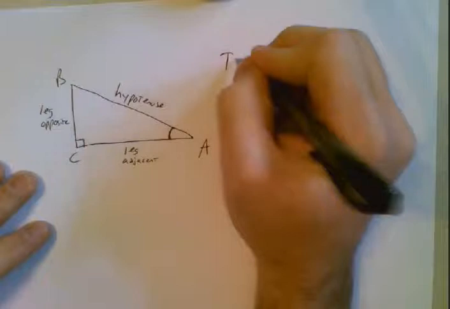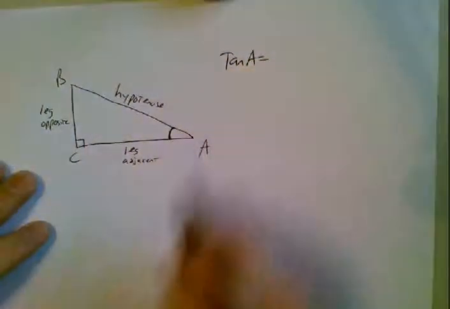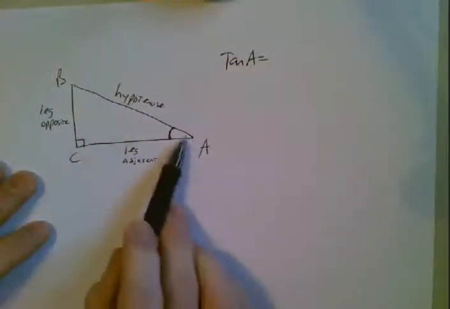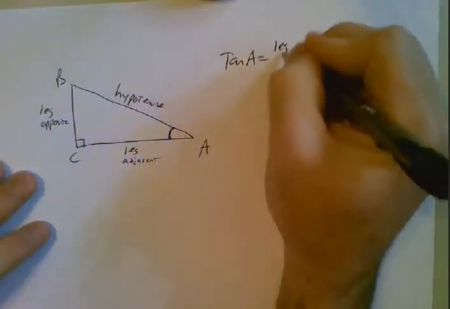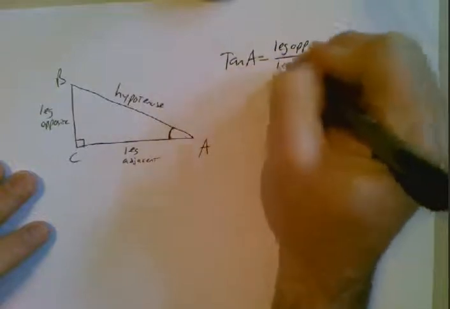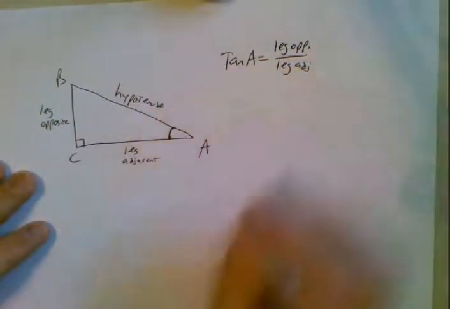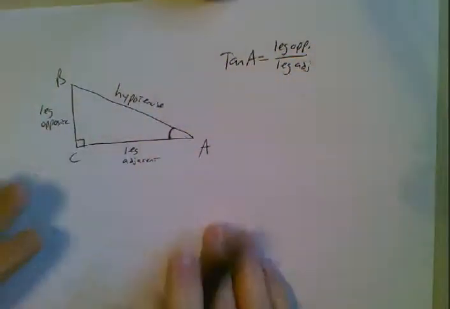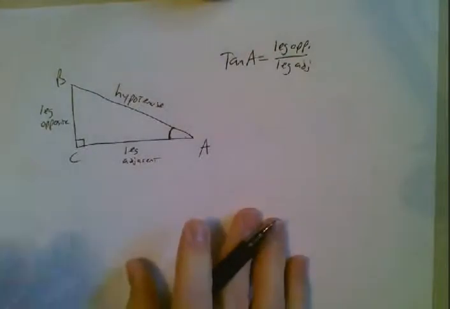So we talked about the tangent ratio for angle A. The tangent of angle A is the leg opposite divided by the leg adjacent. Okay? That was tangent. Then yesterday we introduced two other ratios.